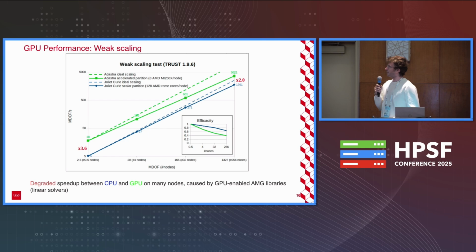So let's look at weak scaling. Here I increase the size of my problem as I increase the amount of GPU or CPU I give to the problem. I go from half a node to 256 nodes, and I do this for CPU and GPU, CPU in blue and GPU in green. We can see that for half a node we have quite a good speedup of 3.6. But as we increase to the full machine, the full industrial machine in this case, the speedup is degraded. The CPU computation scales well, but the GPU computation does not scale so well. According to our measures, the slowdown is mainly caused by the GPU-enabled algebraic multigrid libraries that we use. They seem to not scale so well.